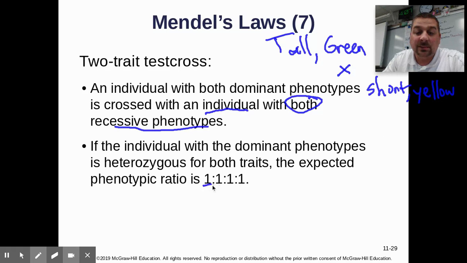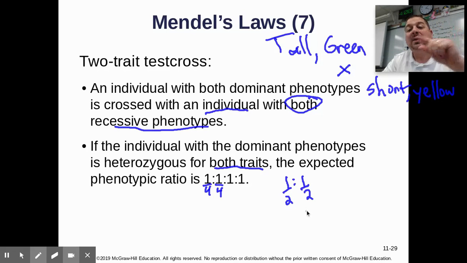And if you find about 1/4 of each, 1/4 tall green, 1/4 short yellow, 1/4 tall yellow, 1/4 short green, I have 1/4 of all the combinations, then I know it's heterozygous for both traits. If I happen to get a 1-to-1 ratio, let's say 1/2 is tall and green, and one half is tall and short. So they're all tall. Then I know my height gene is homozygous dominant, but then my pod color is heterozygous. So if you get a 1-to-1 ratio, then only the one trait is heterozygous, the other is homozygous dominant. If you get a 1-to-1-to-1-to-1, then you know both traits are heterozygous.